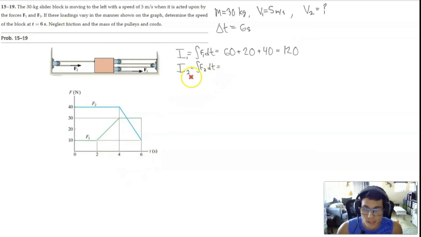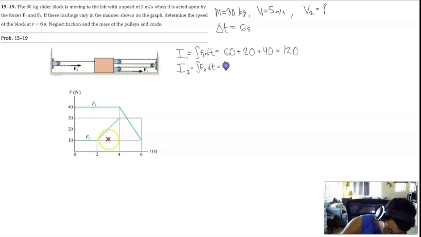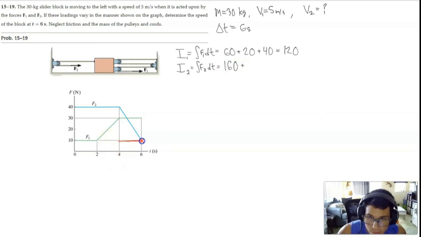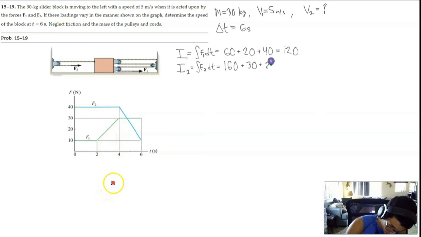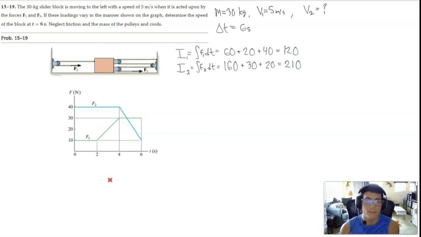That's good. I2, what is the second impulse? Let's compute this whole area under here. That's 4, and it goes from 40, so 4 times 40 is 160. And well, what do we have here? 2 times 30, which is 60. 60 divided by 2, since it's a triangle, it's 30. And we have this little area under here, and that's 2 times 10, which is 20. Okay, so that is 190. 190 plus 20 is 210. Right, okay, there we go.